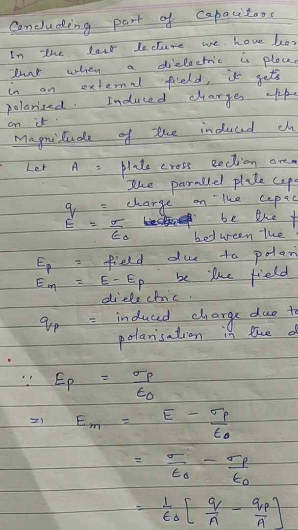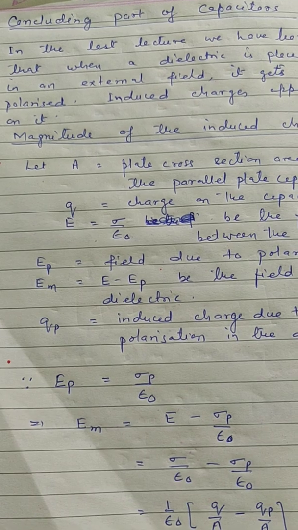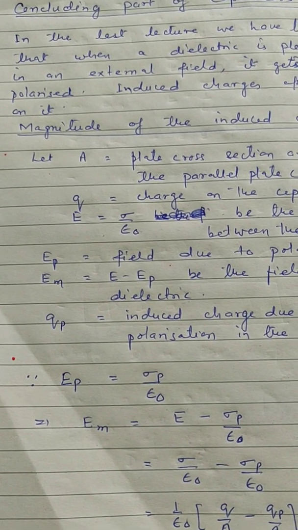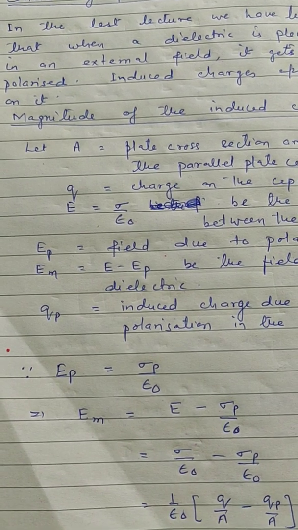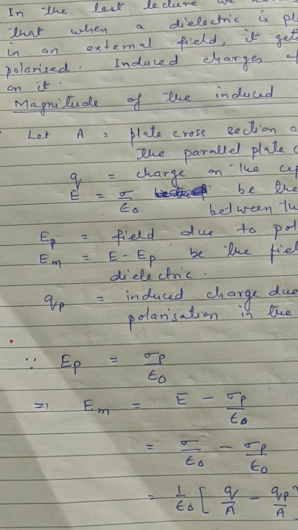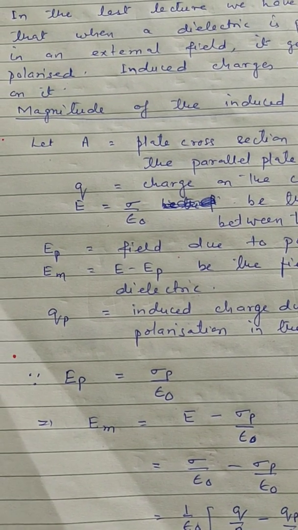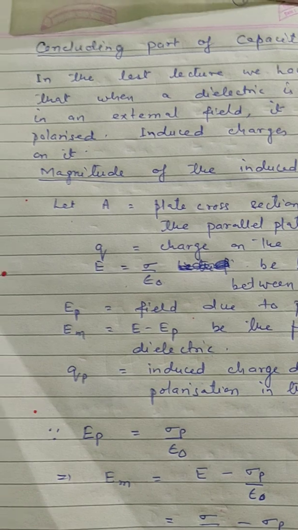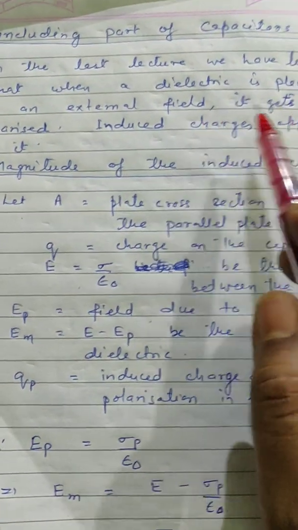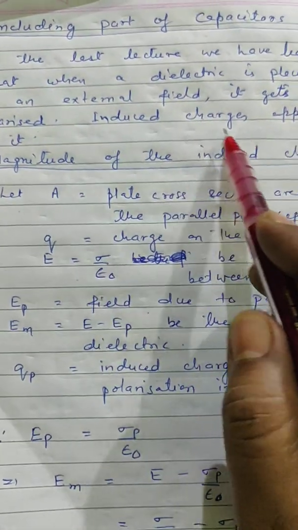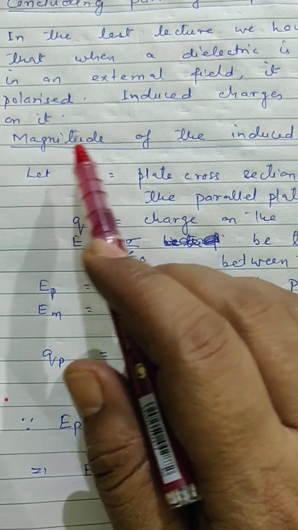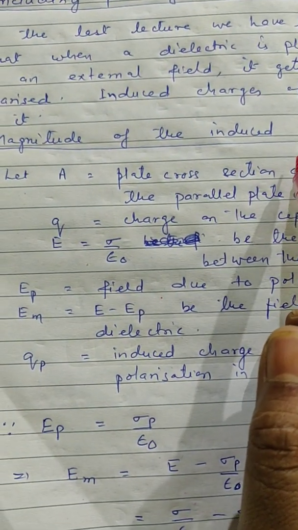So hello students, today we will be concluding the unit capacitors, and today whatever I am going to discuss is mainly conceptual, and it will help you in solving the numericals of a higher standard. Now in the last lecture we had discussed that when a dielectric is placed in an external field, it gets polarized and induced charges appear on it. So today we are going to find what is the magnitude of this induced charge.